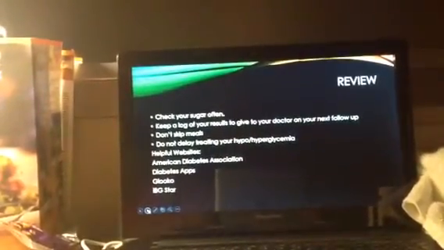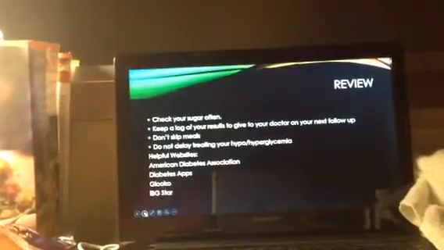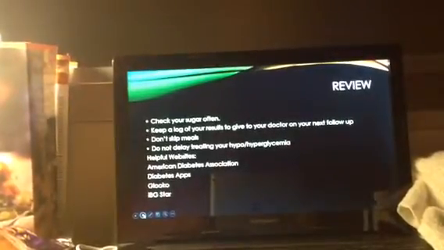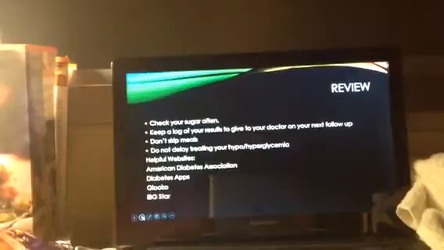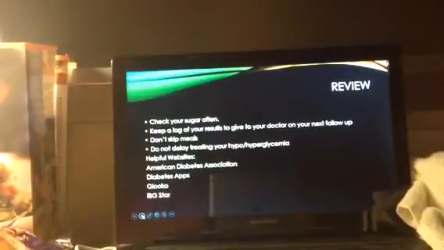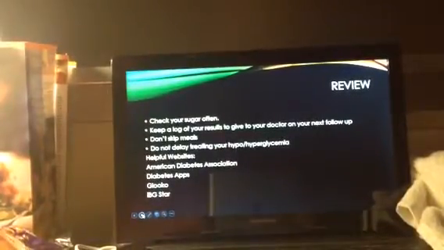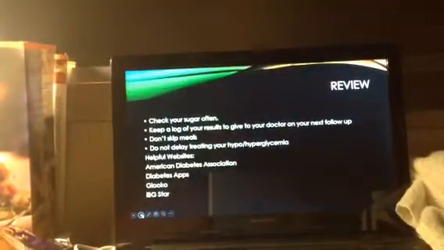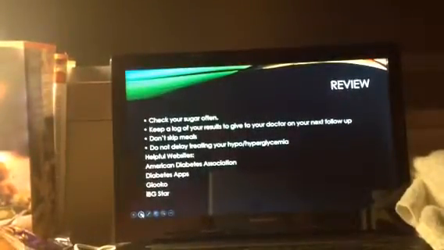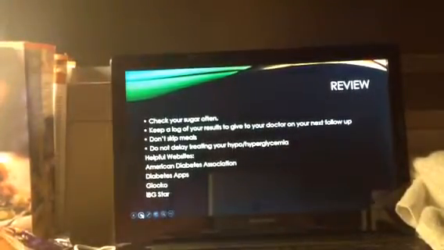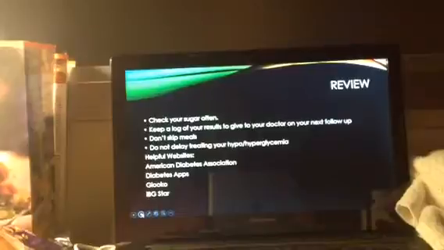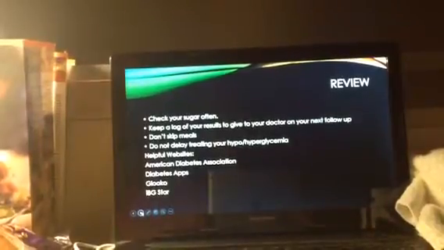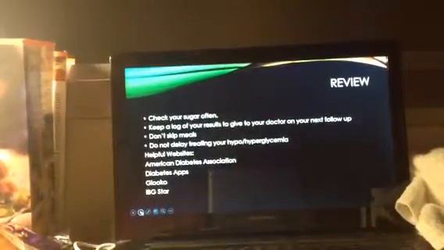In reviewing, we cannot emphasize enough how important it is to check your sugar often. Keep a log of your results to give to your doctor on your next follow-up. Do not skip meals. Don't delay treating your sugar at all. If you have low blood sugar, treat it right away. If you have high blood pressure, treat it right away.